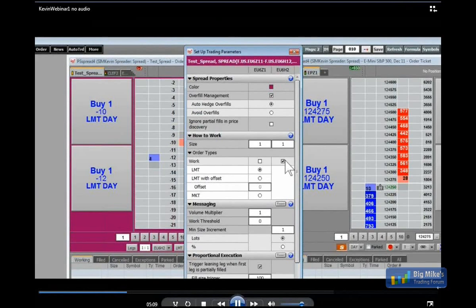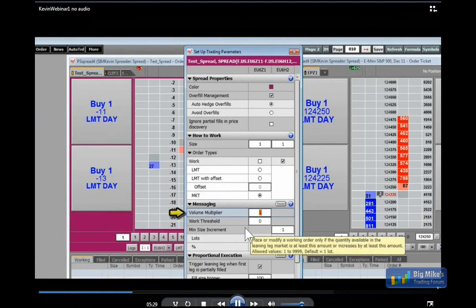Under how to work, we can set our trade ratios. In this case, it's a 1-by-1 spread. I'm choosing to work the EU6H2, or the March. In this case, I was also looking to send in the balancing order as a market order. We have the ability to do a limit order, or a limit with an offset, which allows you to work edge-edge.